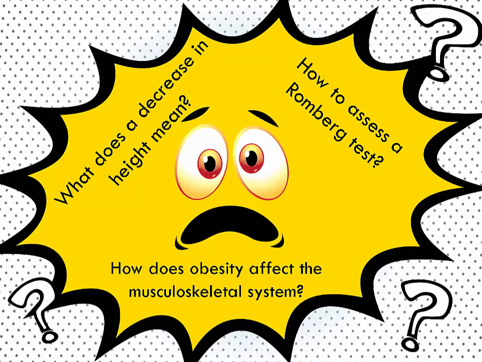So how does obesity affect the musculoskeletal system? Obesity accelerates the wear and tear on the joints and the spine. In particular, osteoarthritis, which is also known as wear and tear arthritis, of the knees is increased. Obese people have difficulty squatting or getting on and off the toilet, getting out of a car, running, or climbing stairs. Obesity also affects spinal mechanics.